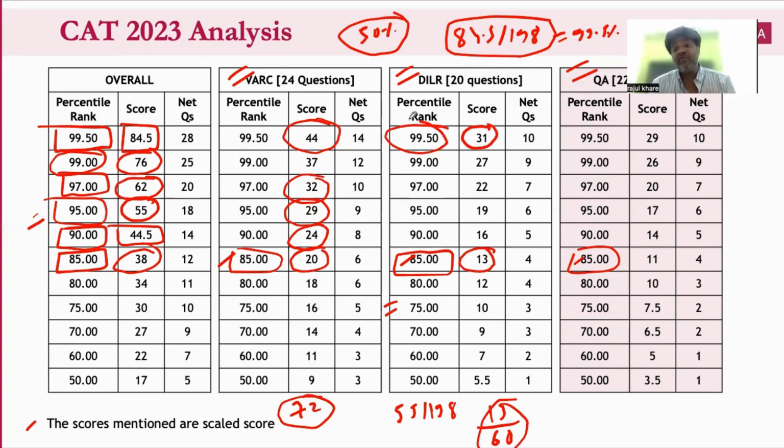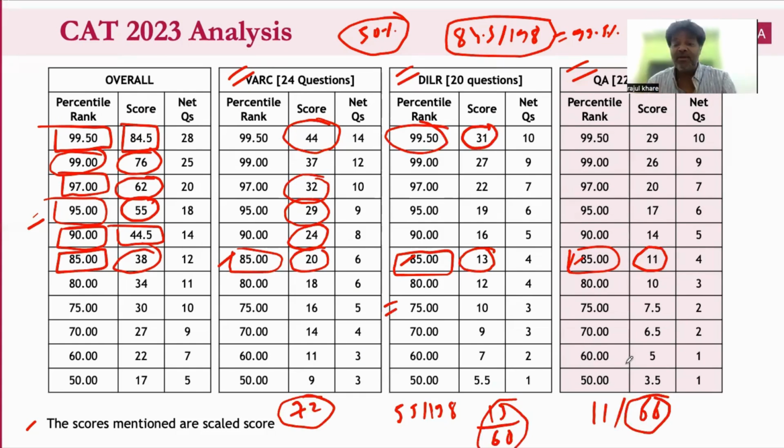Coming to the third section, which was the most difficult section in the CAT paper, which was quant, you were able to get 85 percentile at just 11 marks. How many marks was the quant paper? 66 marks. 11 out of 66 is 16.66%. By scoring only 16% marks, your quant sectional cutoff of IIM Lucknow is getting cleared.